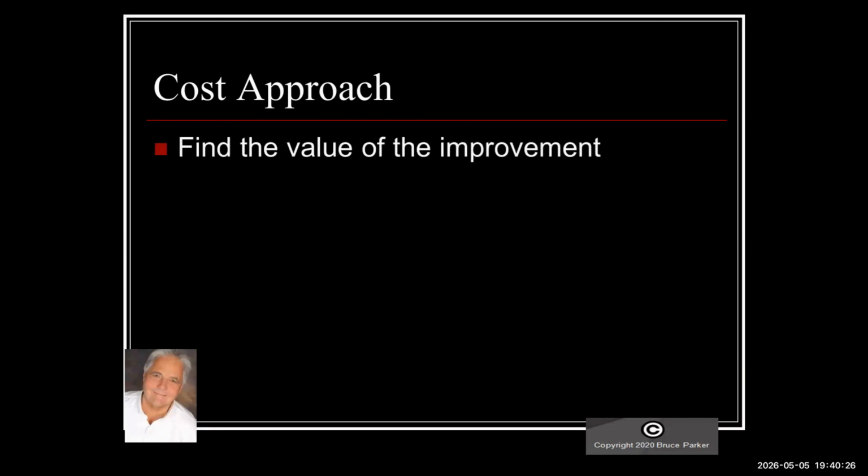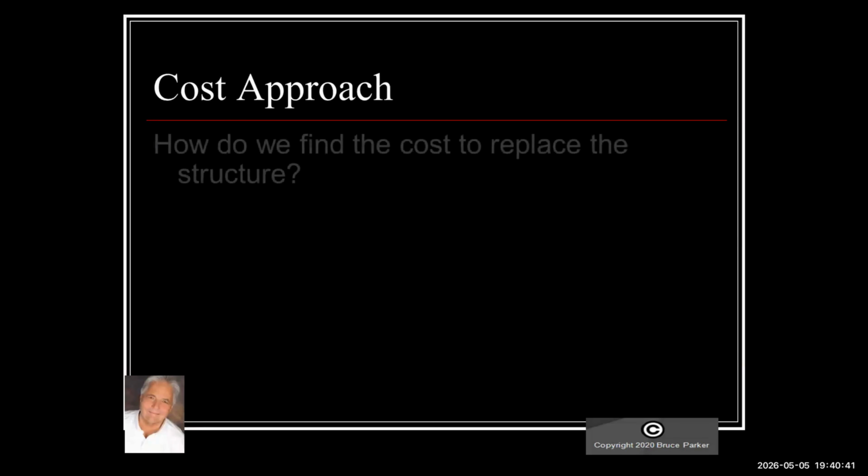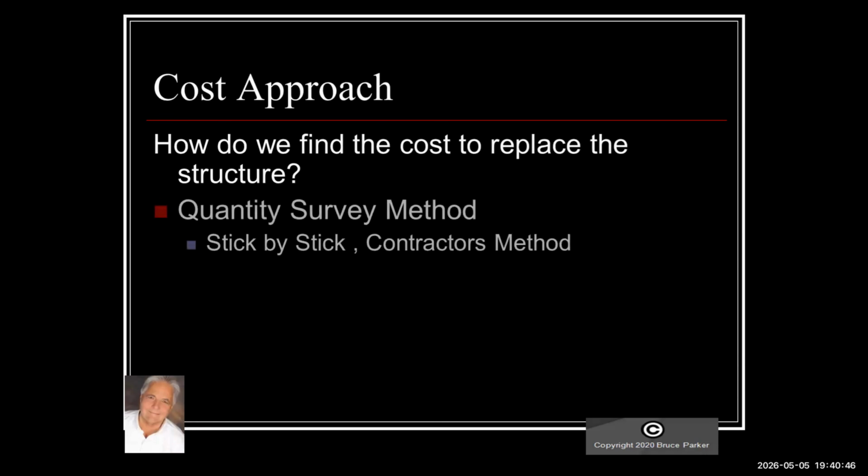So now the big question is, how do we find what our imaginary building is going to cost us to build? How do we find the value of the imaginary building? Once we find it, we subtract accrued depreciation. And then lastly, we add back in the value of the land. So how do we find what's the cost to build our imaginary structure? One way is the quantity survey method, also known as the stick by stick, brick by brick method, or the contractor's method. We look at every single piece of lumber, every single hour of labor, and add it together. Usually that gives you a pretty high number.